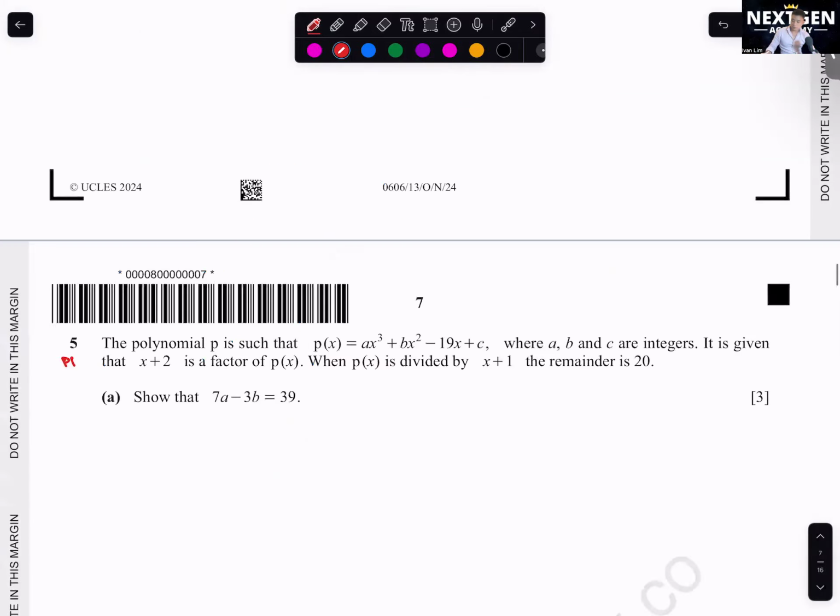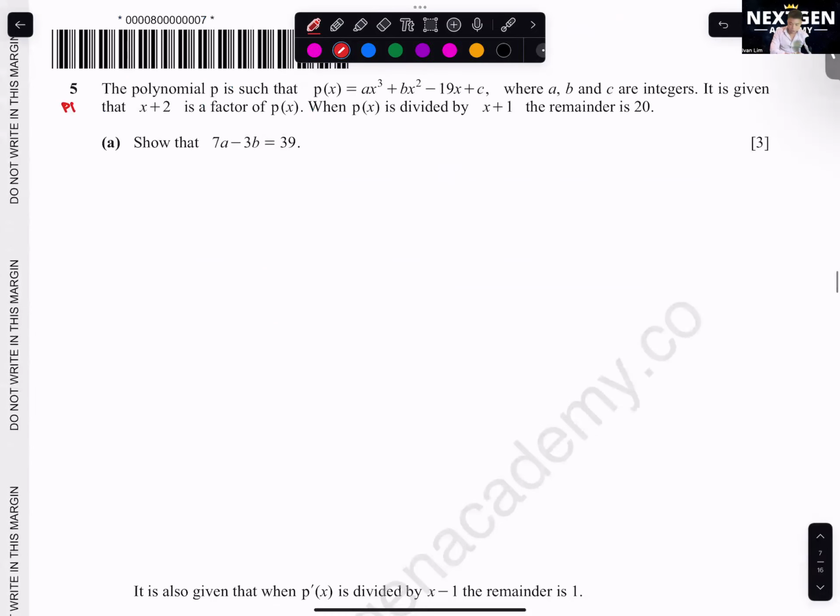Okay, factors and polynomials. This is your chapter 3. The polynomial p is such that p(x) equals ax cubed plus bx squared minus 19x plus c. a, b, c are integers. It is given x plus 2 is a factor of p(x). When p(x) is divided by x plus 1, the remainder is 20. Show that 7a minus 3b equals 39. So we have to use the concept of factor theorem and remainder theorem.